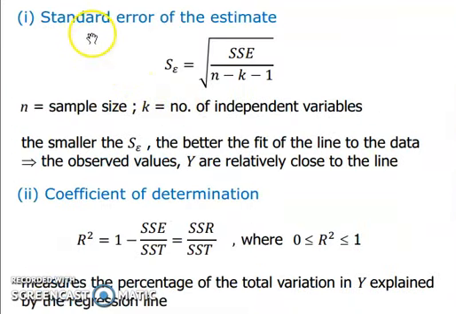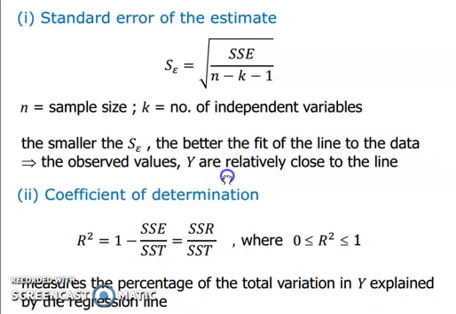Another important concept is the standard error of the estimate. This is the formula for the standard error of estimate. If you look at the value of S epsilon, the smaller the value, the better the fit of the line to the data, meaning that the observed values Y are relatively close to the line. So it gives us the best fitted line to the data.